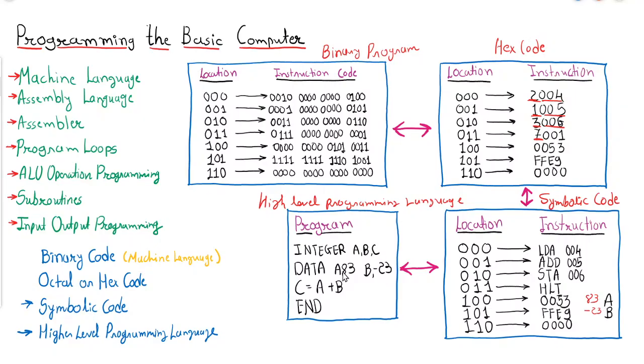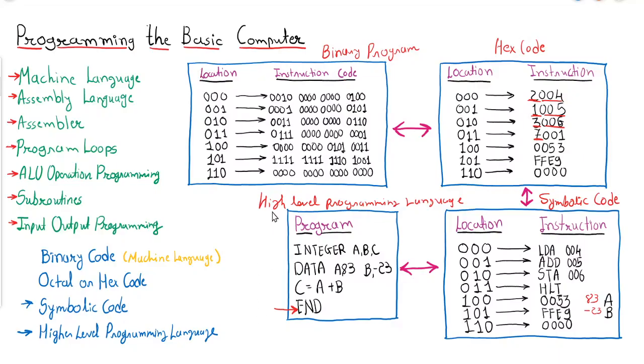Then we will initialize the variables a and b. So data a comma 83 and b comma minus 23, and then we will perform the addition operation. So c is equal to a plus b. And then all 0s represent the end. Just try to understand that this is a pseudo instruction, which we will discuss in upcoming tutorials.